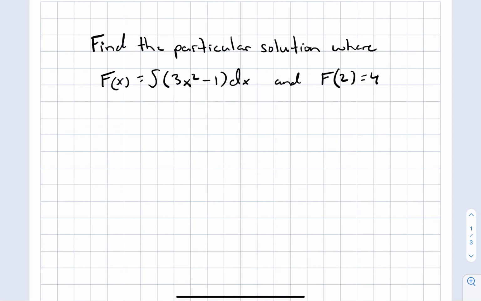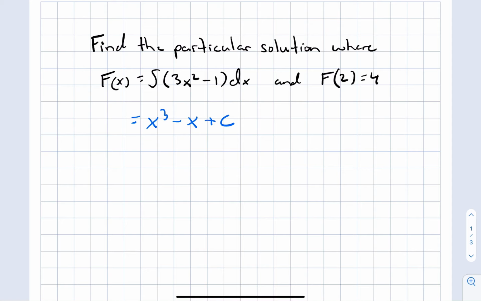First of all, let's integrate this function. Okay, so to integrate this, that's going to be 3x squared. We're going to raise that 2 up to 3 and then divide by 3. So that's going to leave us with x cubed. And then minus the antiderivative of negative 1 would just be minus x. And then we would add on that constant of integration like that. Okay, so that's the integration portion of it.